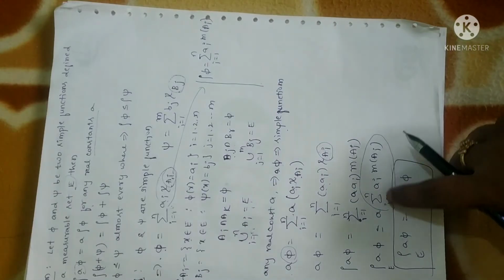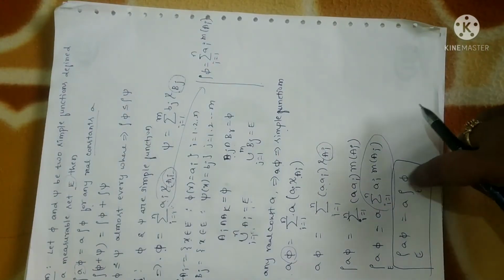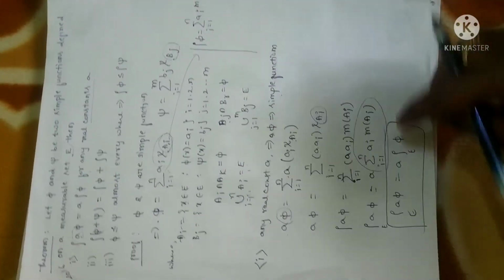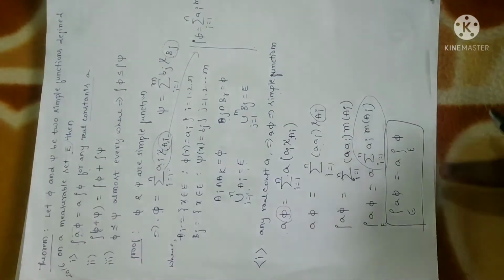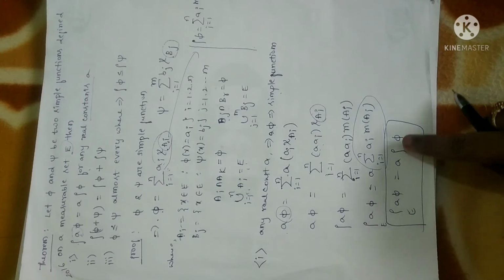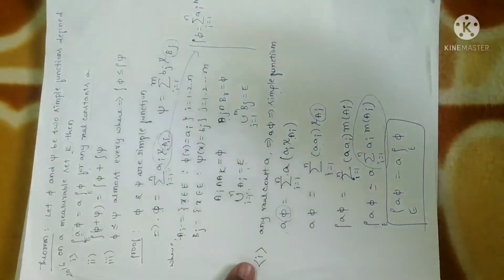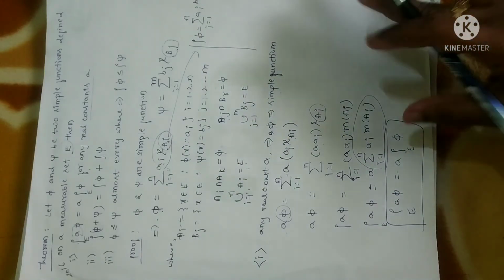So I can write this term as the integral of phi. I have written a as it is, and I have written this as the integral of phi. That is what I have to prove: the integral over A of a times phi is equal to a times the integral of phi. Sometimes they will mention the domain here, that is a measurable set E. Fine, so hence we have obtained the proof of the first one.